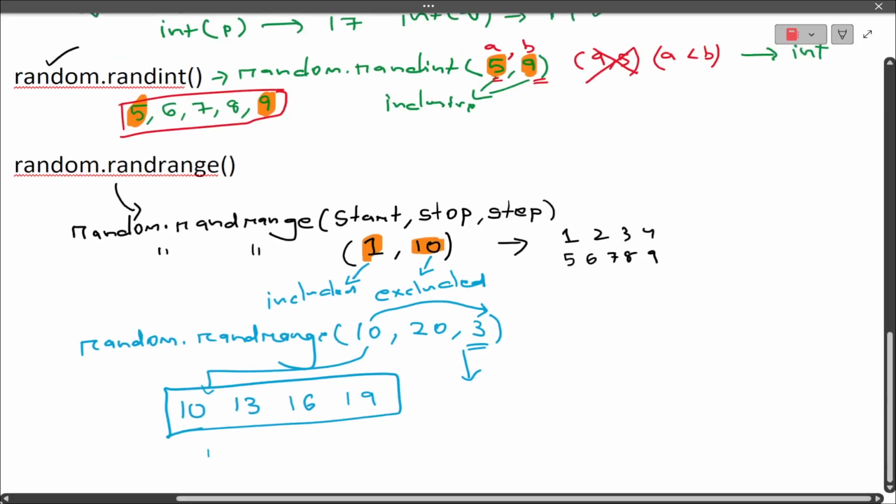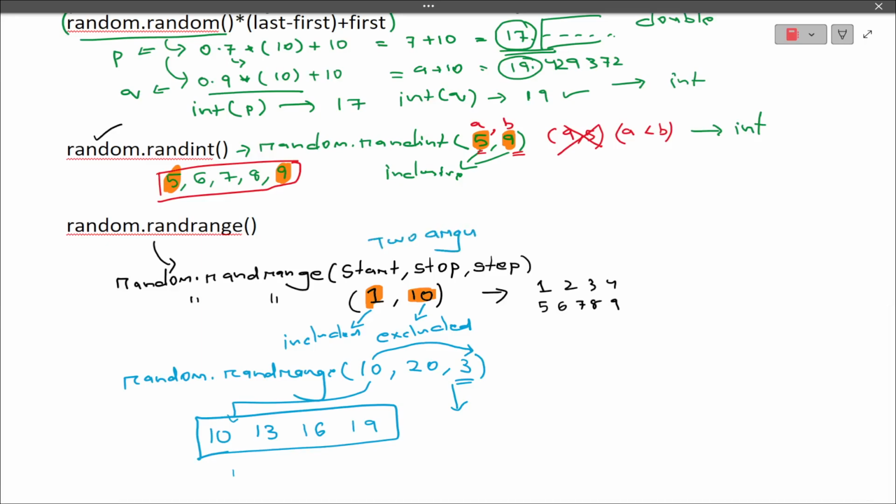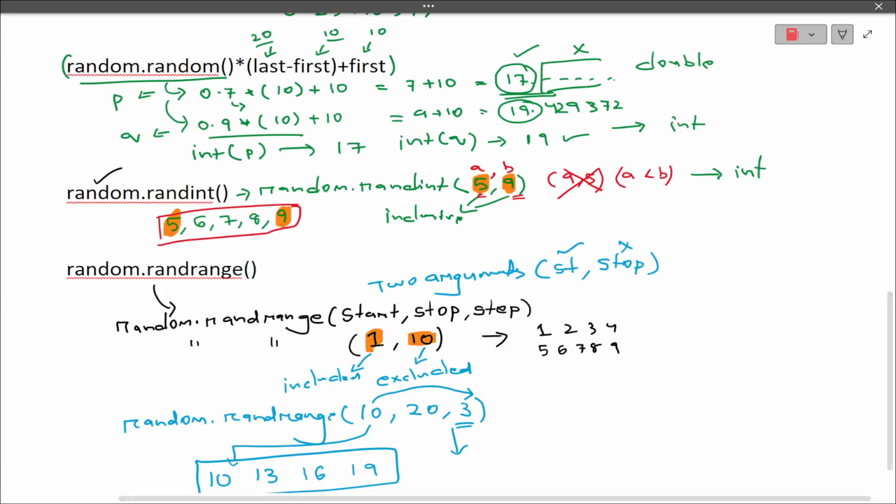Now could you feel the difference here? If I am giving only two arguments, my first argument, start, is included, but my stop is not included. If somebody asks you the difference: in randint you can only give two arguments, and both of the arguments are included.